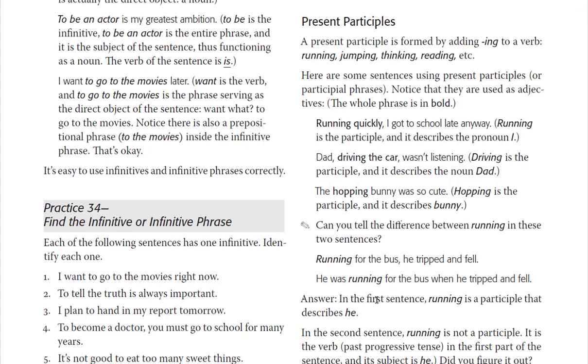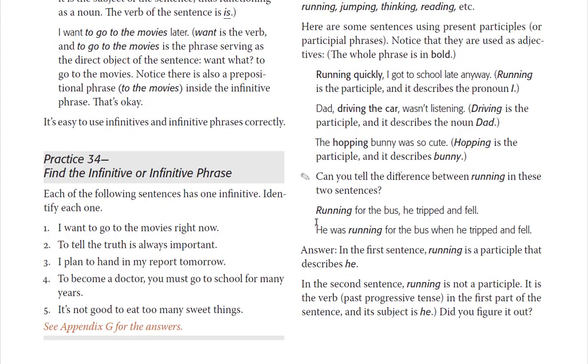So can you tell the difference between running in these sentences? Running for the bus, he tripped and fell. He was running for the bus when he tripped and fell. So which sentence is using running as a verb? He was running. Here you have running used as a past progressive. Whereas this one, running for the bus, he tripped and fell, this is a present participle used as an adjective. So this is a participial phrase used as an adjective to modify he.